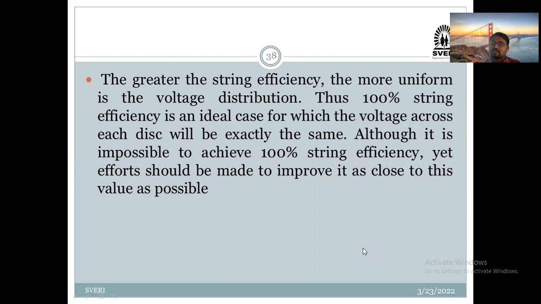Okay, so this is the last point of our chapter, that is the methods of improving string efficiency. How to improve the string efficiency. This is the last point, but before that, we need to understand something.